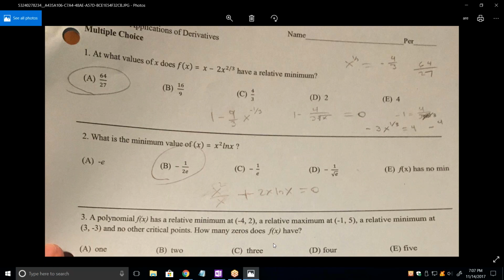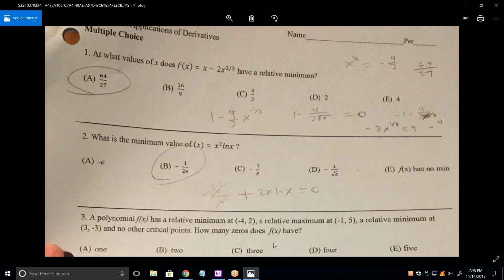Okay. And then, so you move the 1 on the other side, multiply both sides by x to the 3rd, and multiply both sides by minus 3. Okay. So you get x to the 1/3 equals minus 4/3 cubed.